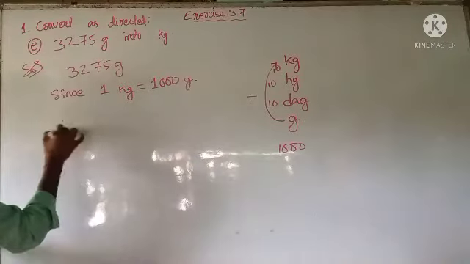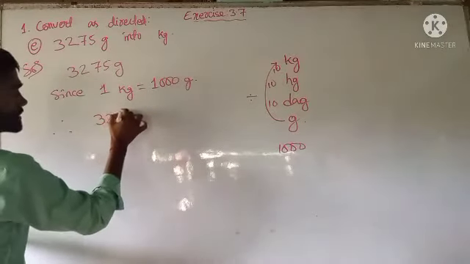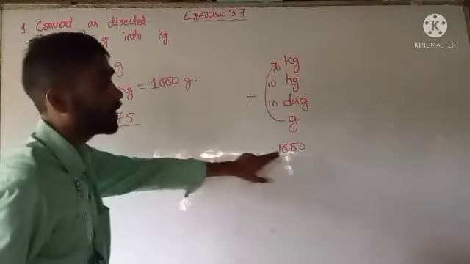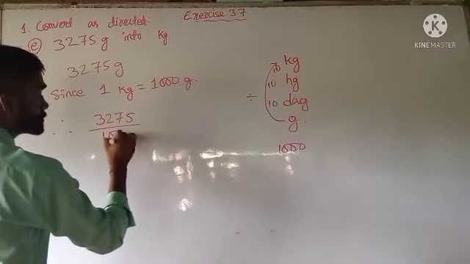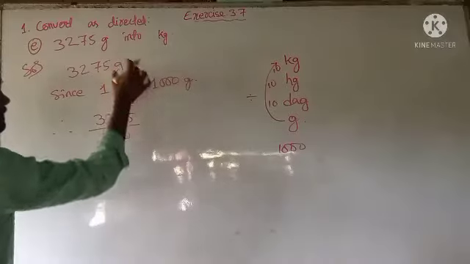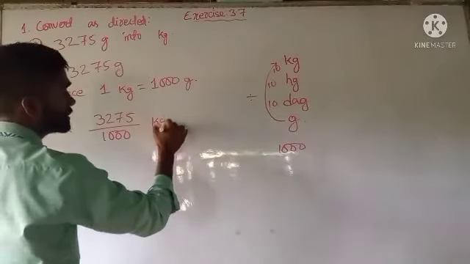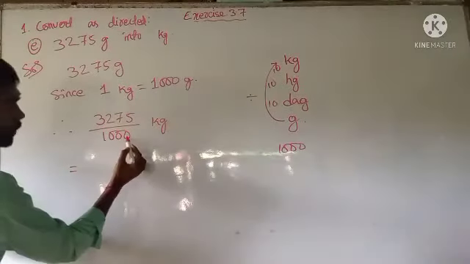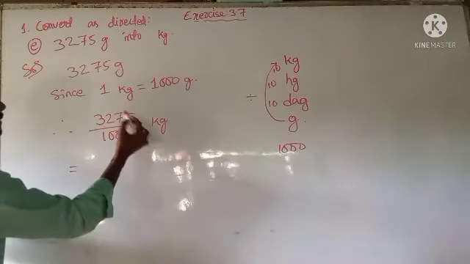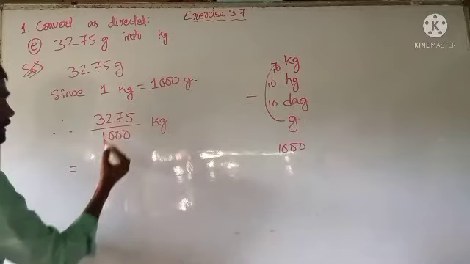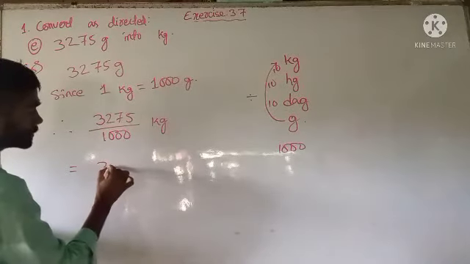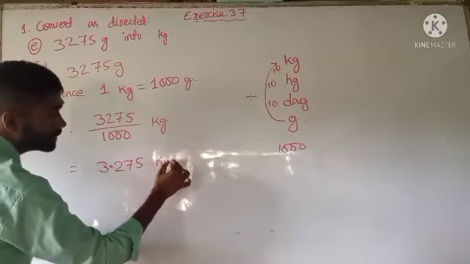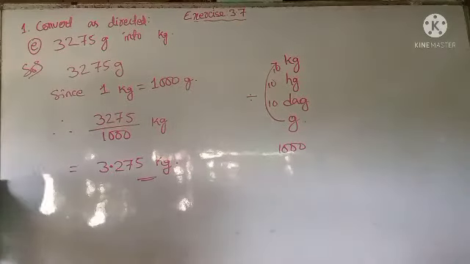So we can write here, therefore 3275, we'll have to divide it by 1000. So divide it by 1000, and the unit of gram will change into kg. That means the unit we have changed here now. Now we can divide it. 1, 2, 3 zeros are there, so we'll count 3 digits. So 1, 2, 3. So 3.275 kg. So this is our answer. So in this way we can convert and write.